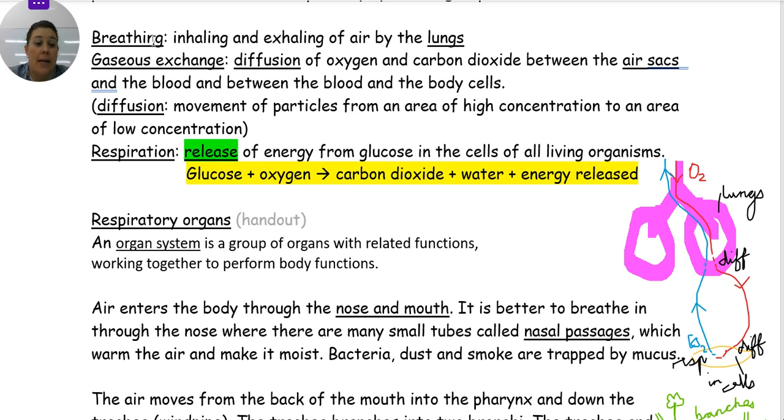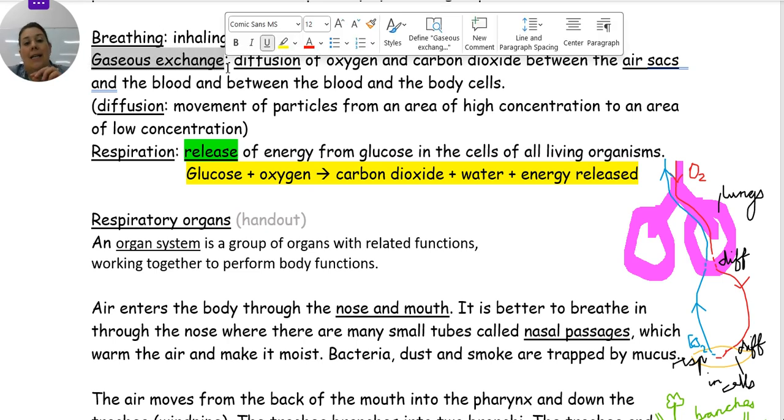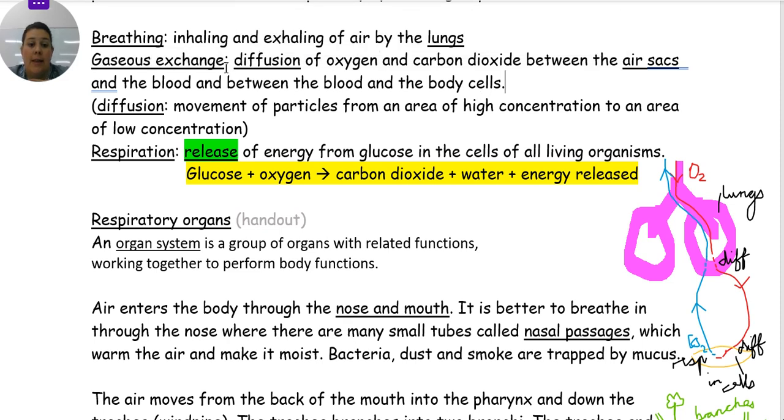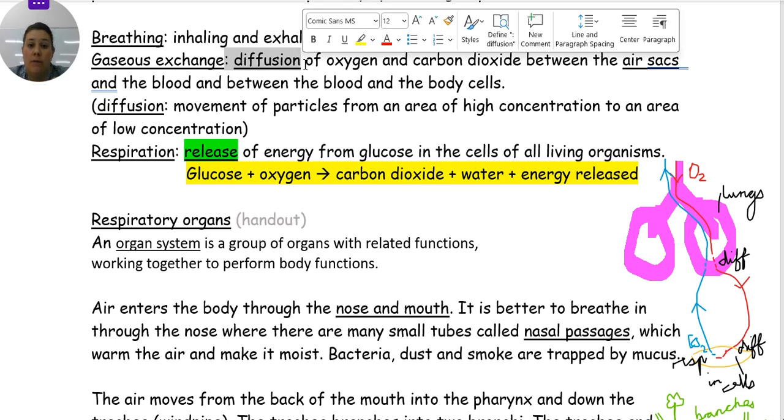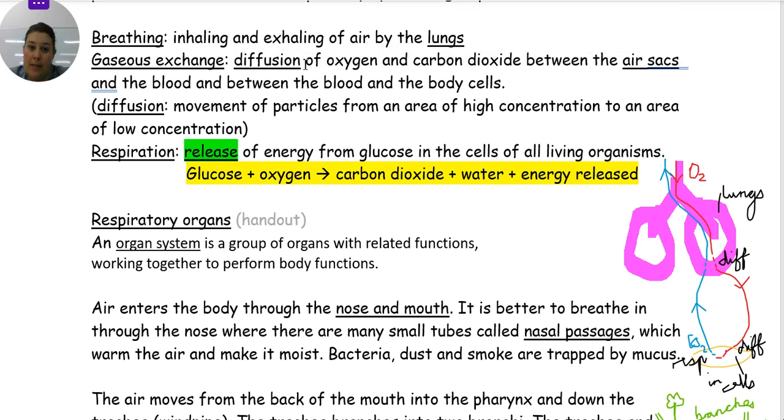So breathing, the very simple process, is inhaling and exhaling of air by the lungs. That is it, right? You are taking the air in, you are breathing the air out. That is breathing, very simple. The gaseous exchange is slightly more difficult. The first thing I want you to note is the process. It's called diffusion. You did diffusion in Form 1, you should know what it is.